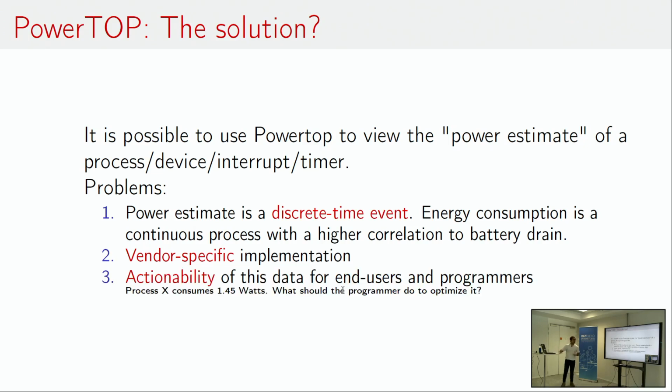Third, what is the actionability of this data? OK, you know that process X consumes 1.45 watts. How do I, as a programmer, optimize it? Why do I care about this? So what is the use of this data for our target consumers, for our end users, and for programmers? We don't know. Right. So I believe that PowerTOP is not the solution. And I would like to propose a much more reliable and useful solution.